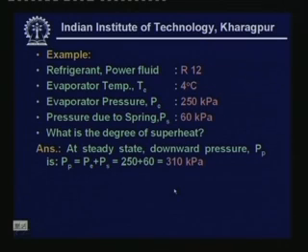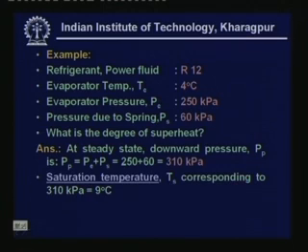At steady state, we know that the downward pressure Pp is equal to Pe plus Ps. So Pe is 250 kilopascal and Ps is 60 kilopascal, so Pp is equal to 310 kilopascal. Pp is nothing but the saturation pressure corresponding to the exit temperature Ts. So we know the saturation pressure, and again we can find out the corresponding saturation temperature. If you look at the refrigerant property table, you find that at 310 kilopascal the saturation temperature of R12 is 9 degrees centigrade. That means Ts is 9 degrees centigrade.